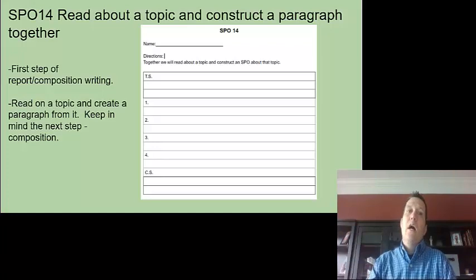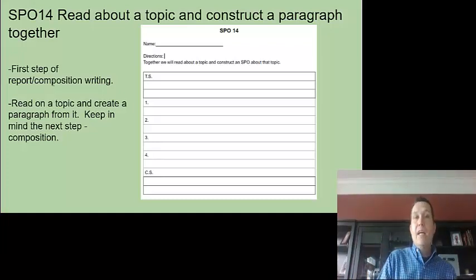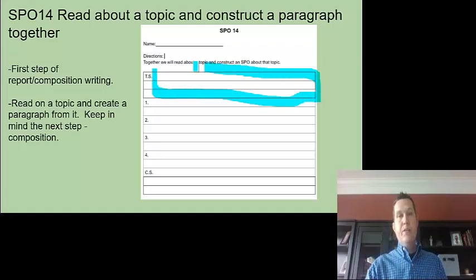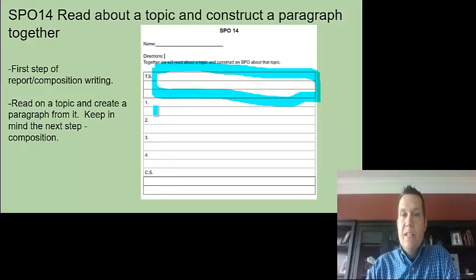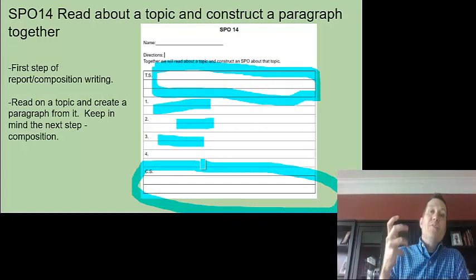Standard number 14, our last standard. In this one, you're going to read about a topic and then construct a paragraph together. So if we're reading about comprehension strategies, I'm going to pop up the SPO 14 and say, okay, the first step is, we're reading about comprehension strategies. We're going to write down what the topic sentence is together. So we just read this paragraph. What was the topic sentence? Okay, we're going to put that down there. And then we're going to do the same thing for the supporting details and conclusion sentences.